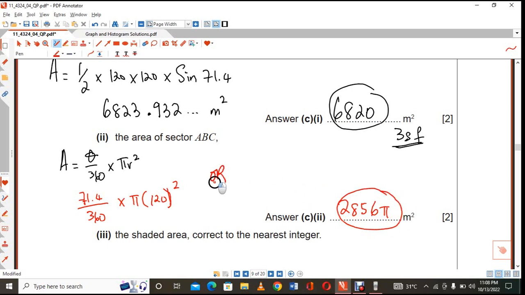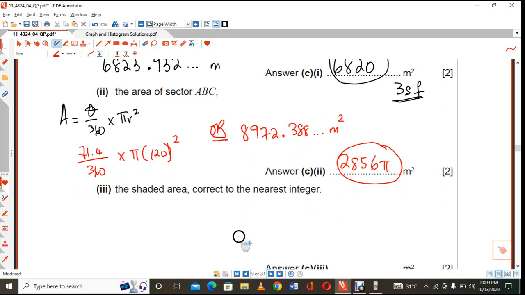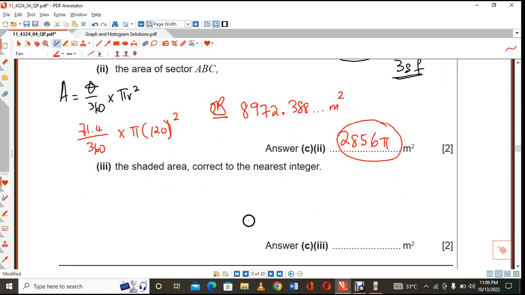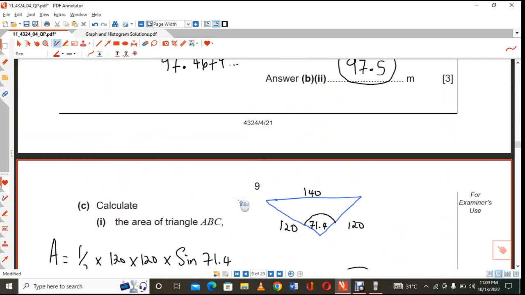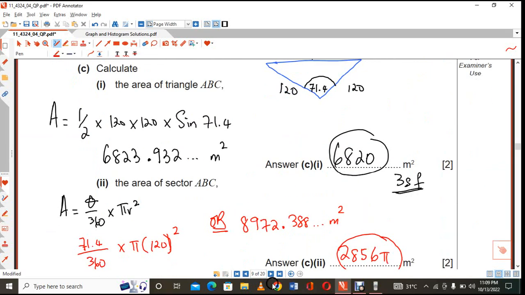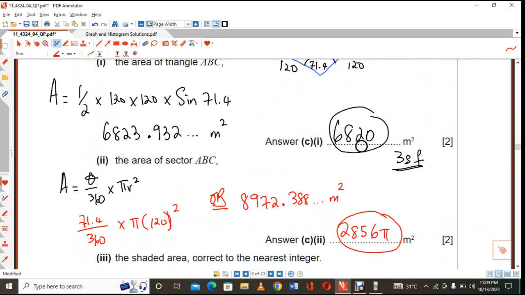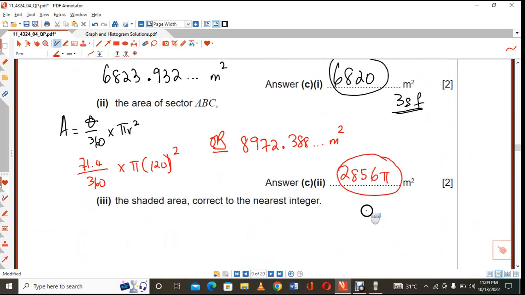All right, or you can calculate it: 8,972.388 and so on square meters. As long as the answer is within range, you will get the same marks. Then the shaded area. You have the area of the triangle now. The area of the triangle is 6,820. We have the area of the whole thing. So in order to find the shaded area, we just subtract the two.